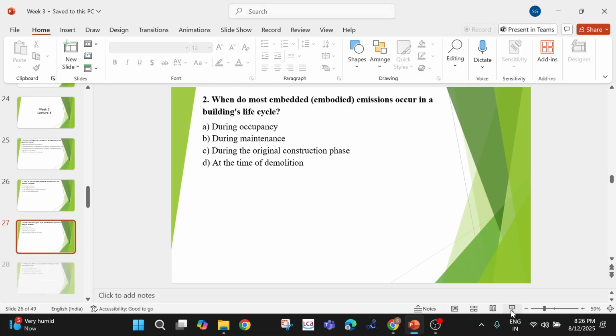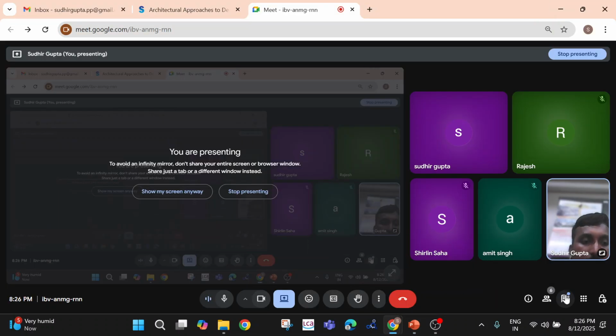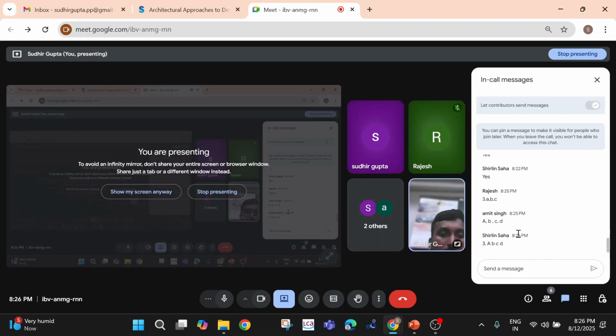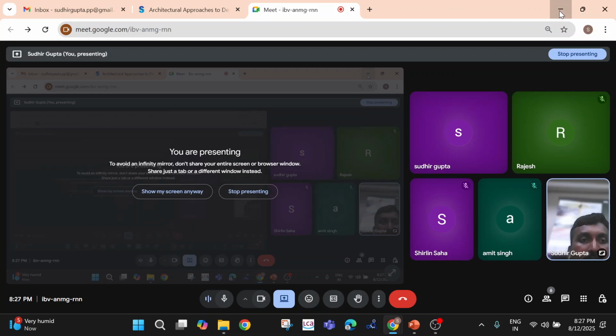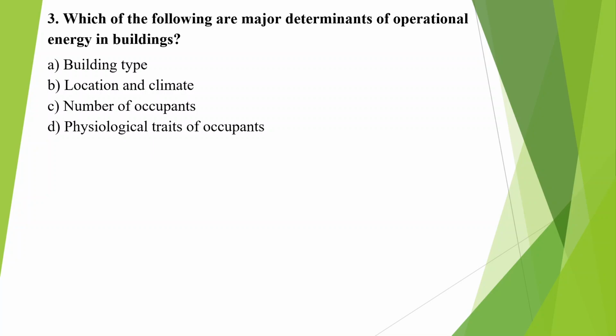So let's see. Based on that, I think I have already discussed it. How many of you want to answer it correctly? Yes, I can see Amit and Philip have answered A, B, C, D. So option D is also the correct answer for this one. As I have explained, it is dependent upon the number of occupants, and it is also dependent upon the psychological traits of the occupants.